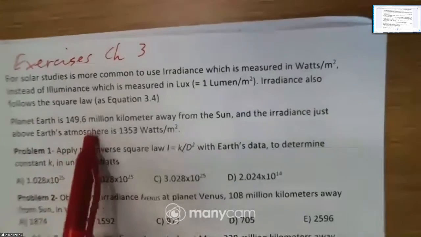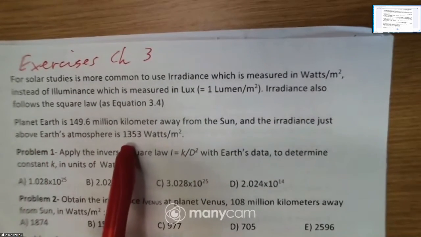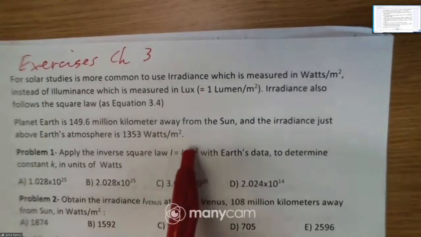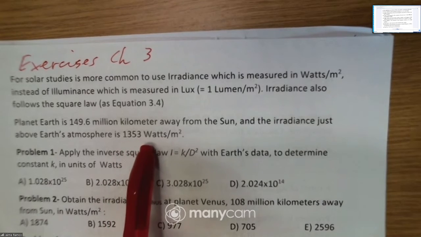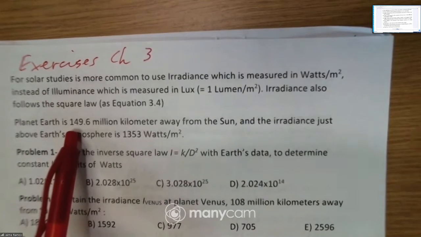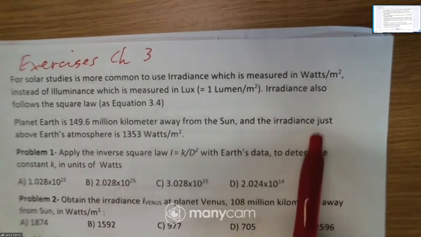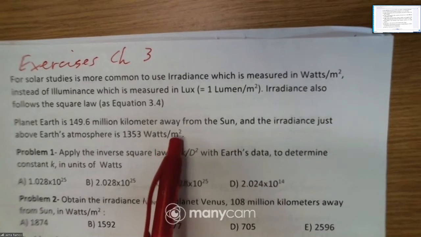So look, here I imagine this. We know that outside the atmosphere from the sun, we get this number of watts, 1,353 watts per square meter. And this is at 149.6 million kilometers away from the sun. So we get this amount.